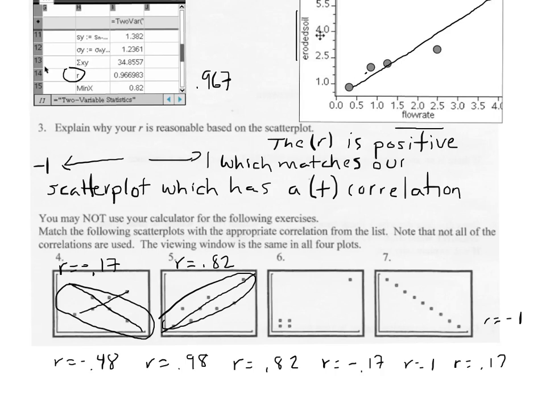The next one is pretty close to a straight line, so I'm going to go with 0.98. And this number 7 looks perfectly linear, and it's a negative correlation, so R equals -1.